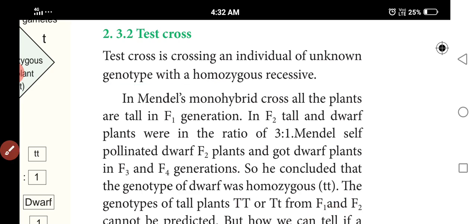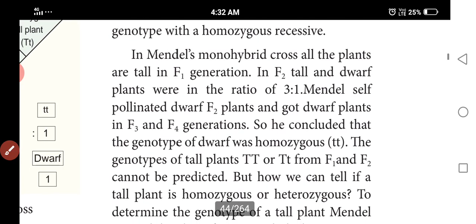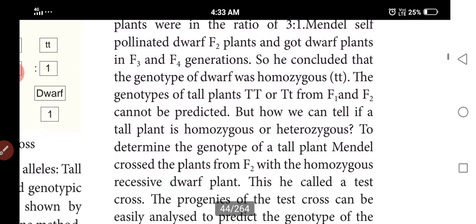In Mendel's monohybrid cross, all F1 generation plants are tall. In the F2 generation, dwarf and tall plants appear in a 3:1 ratio, when the F1 generation is self-pollinated. This continued for the F2, F3, F4 generations. So he concluded that the genotype of dwarf plants was homozygous. The genotype of tall plants, capital T capital T or capital T small t, cannot be predicted from F1 and F2, but they are either homozygous or heterozygous.